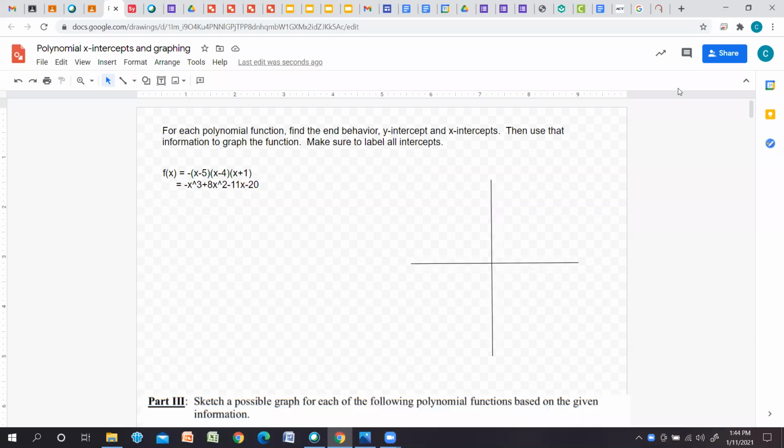Good morning. So today we're going over how to graph these polynomials, and first going over how to find the x-intercepts.